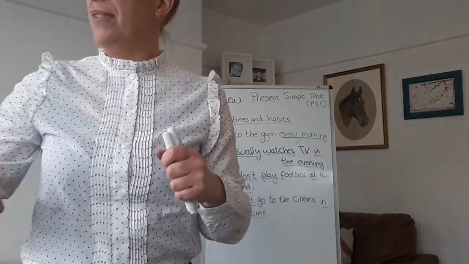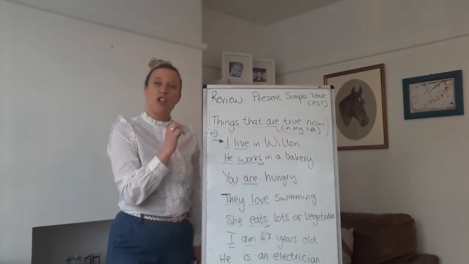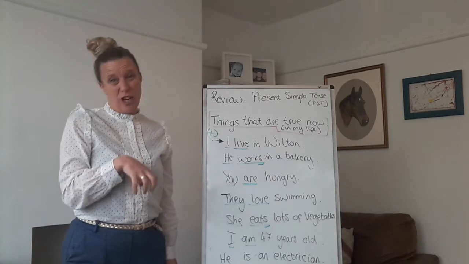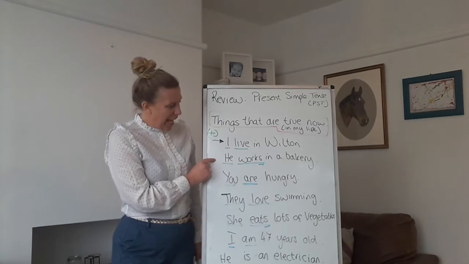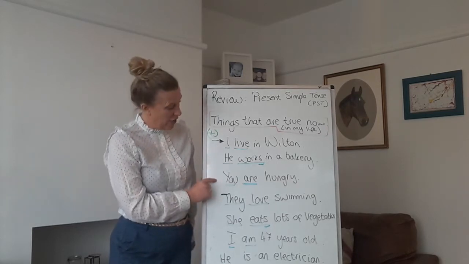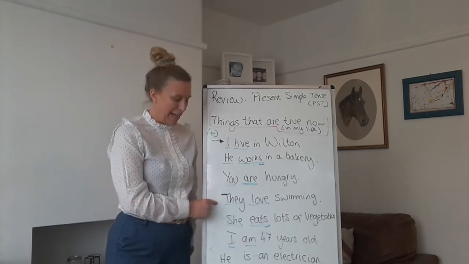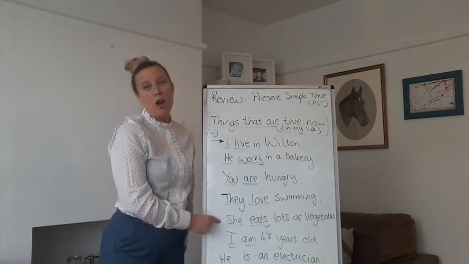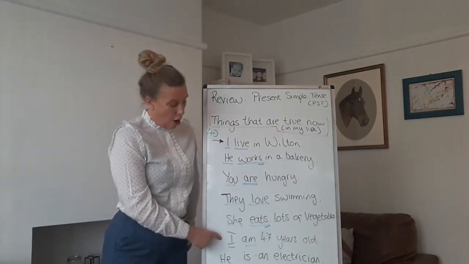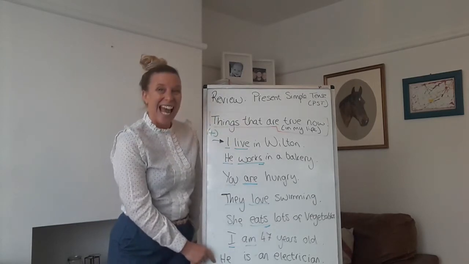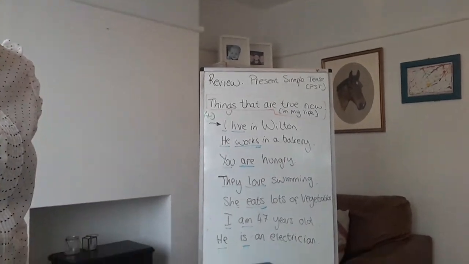Right, one moment. Okay, we use the present simple to talk about things that are true in our life now. Things that are true in our life now. So, I live in Wilton. He works in a bakery. You are hungry. They love swimming. She eats lots of vegetables. I am 47 years old. He is an electrician. Okay, can you read that bottom one? Just move it down a little bit, see it a bit easier.